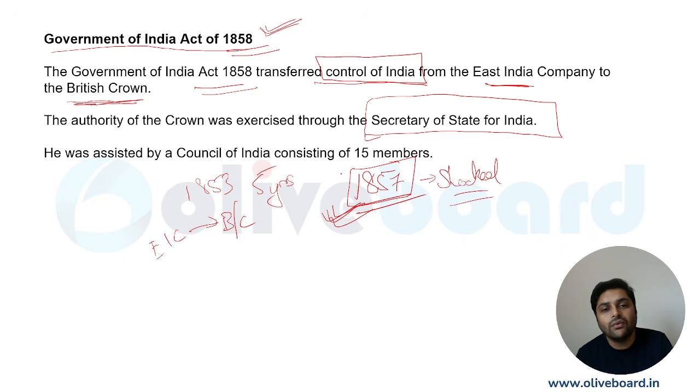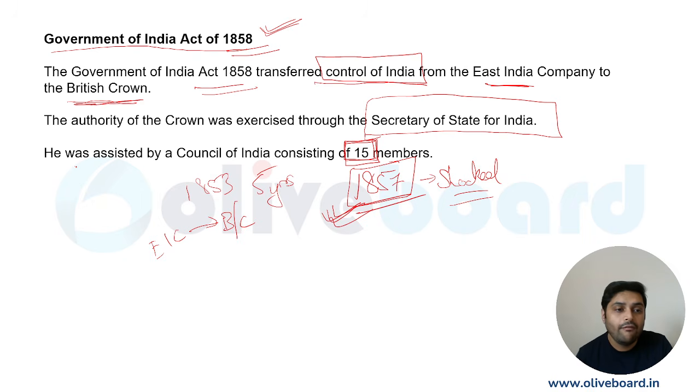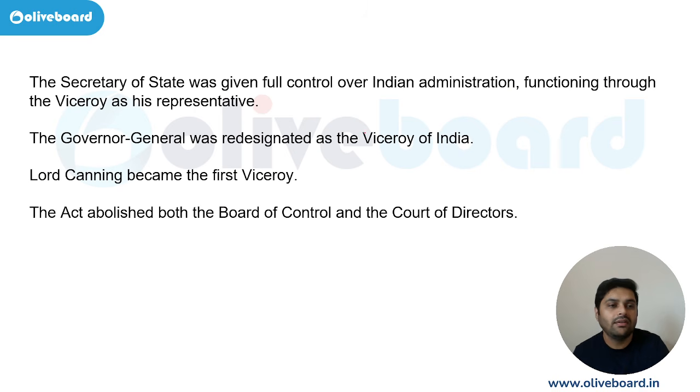He was also assisted by a council of 15 members. So now there are two councils. One was assisting the Governor General. Now there is another council which is assisting the Secretary of State for India. Very important points. Please remember these points. I'm sorry, the star might not look like a star, but assume it is a star. And these points which I'm marking are very, very super important points. Let's move forward.